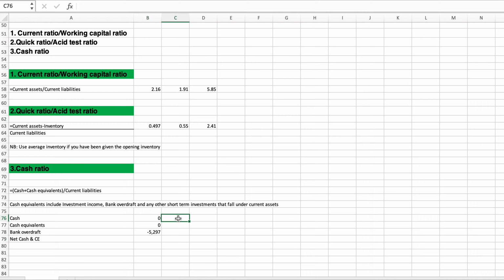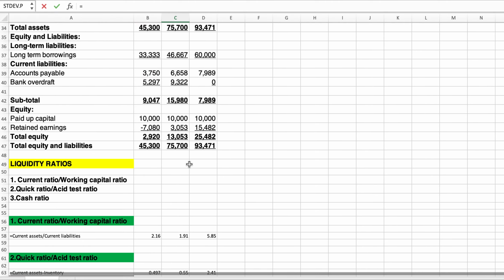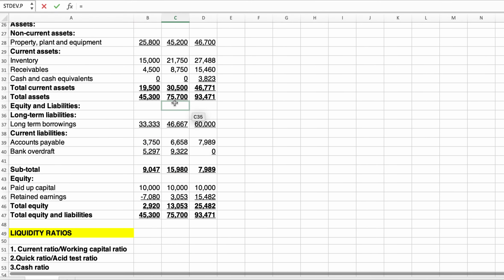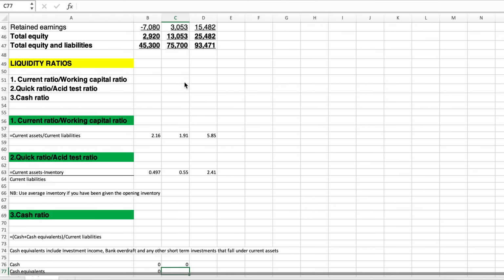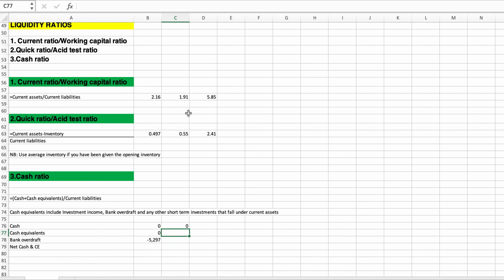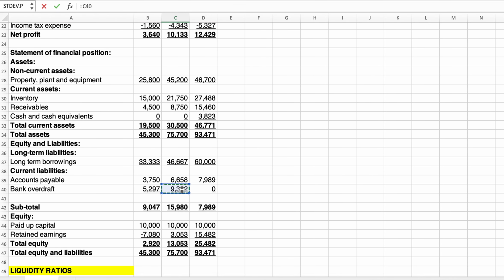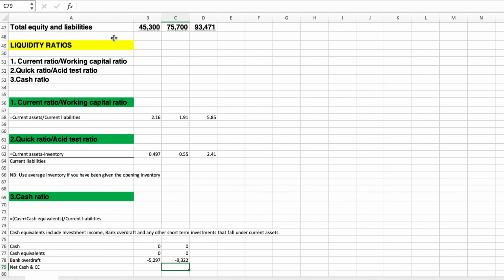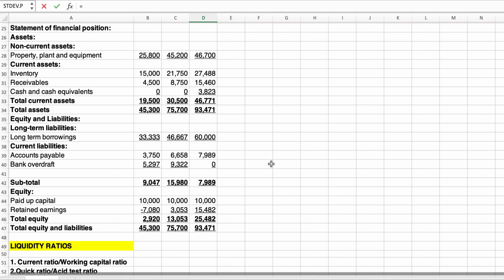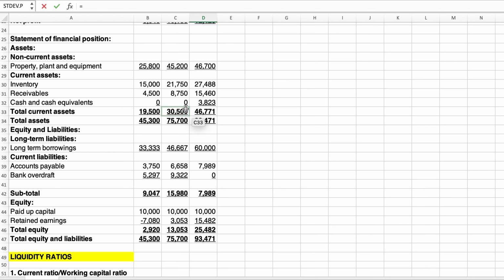So for the year 2021, our cash and cash equivalents are just zero. Then the other one, cash is zero, cash equivalents also zero. Then bank overdraft is how much? Bank overdraft for this year is this, but it's a liability, so we need to less. Then we'll also get the cash and cash equivalent for the year 2022, which is this.